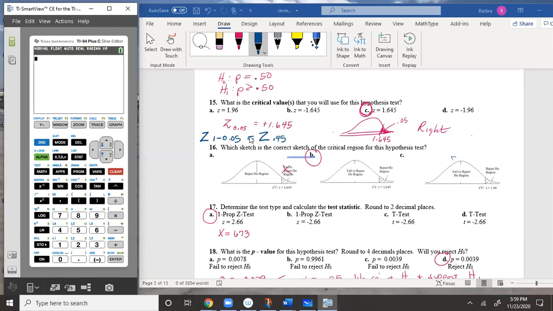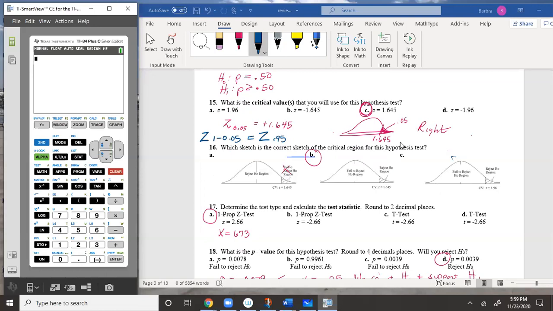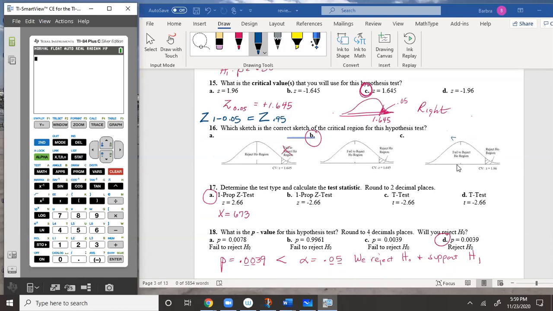And so you can compensate by getting the complement or using symmetry to find the area in the left tail and then making it positive. So that is the critical value. The sketch is a right tail test, and this region is the rejection zone. So the correct answer is 1.645 right here. It's B.